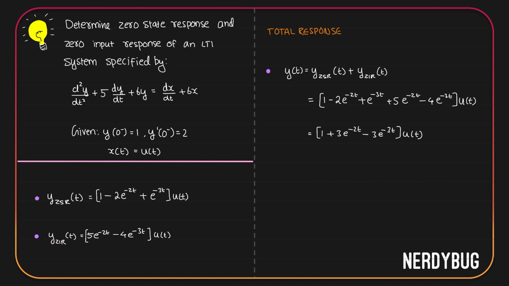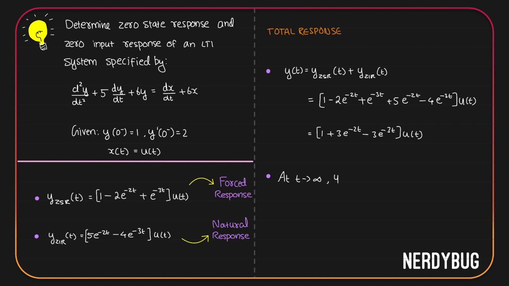Now, the zero input response, which is the response of the system only due to its initial conditions, can also be called natural response. The zero state response, which is the response for the input, can also be called forced response.